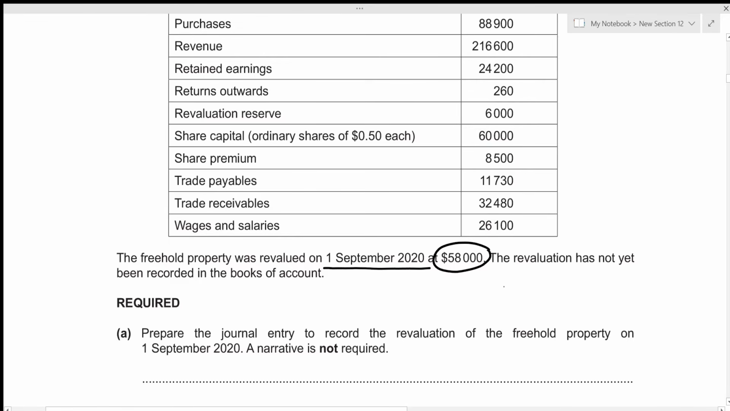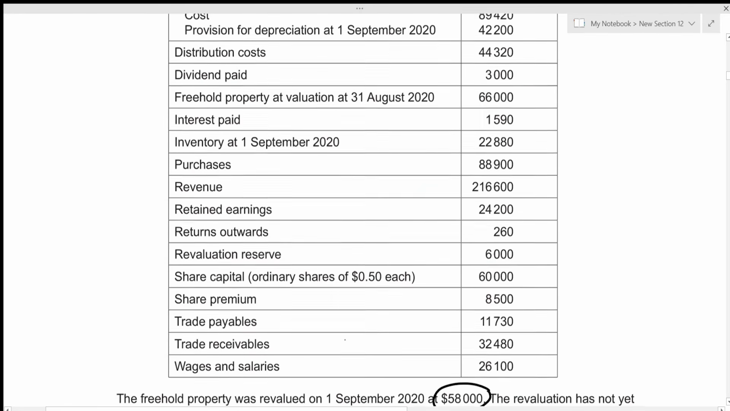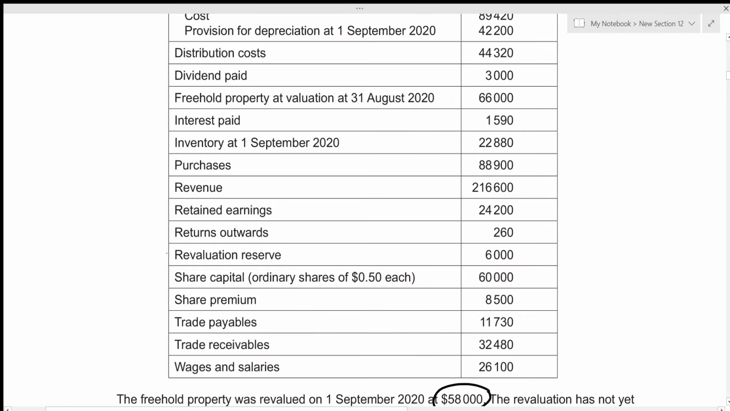For the first part, we need to prepare the journal entry in order to record the revaluation of the freehold property on 1st September 2020. We do not require any narrative. So whenever we're talking about revaluation, obviously revaluation reserve is involved. So let's look for revaluation reserve in our given information. So we have revaluation reserve right here and it is of 6,000.